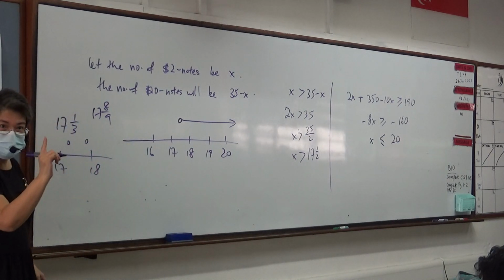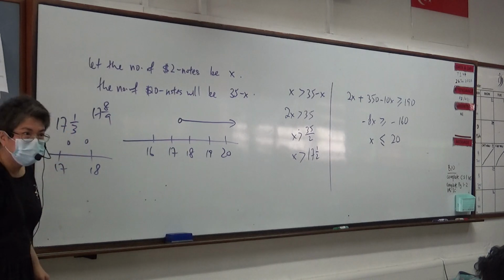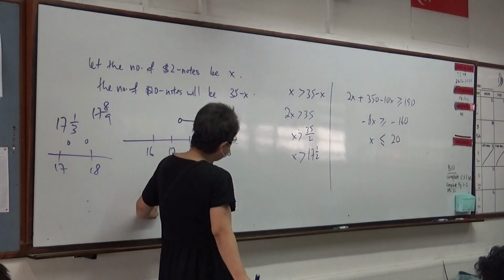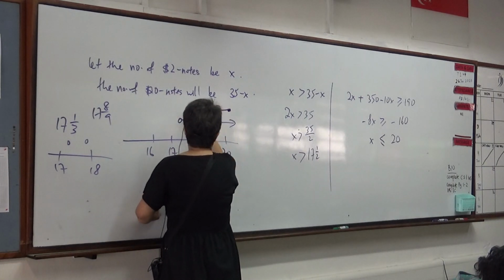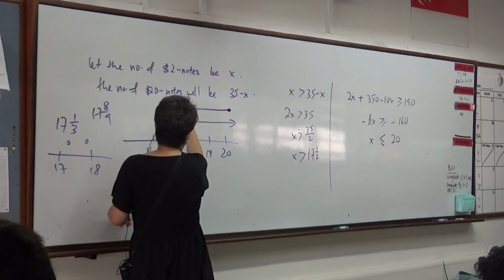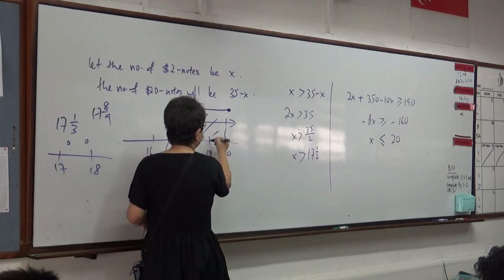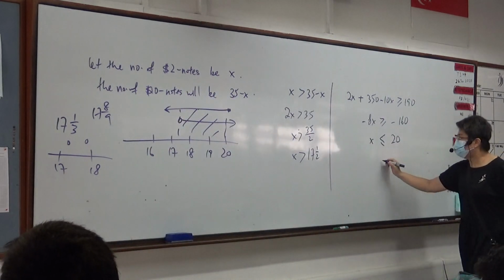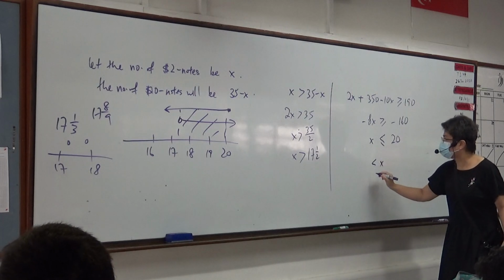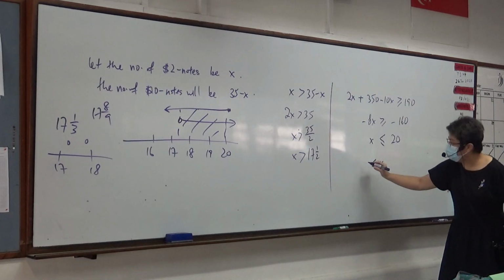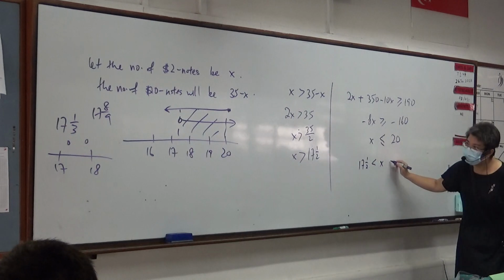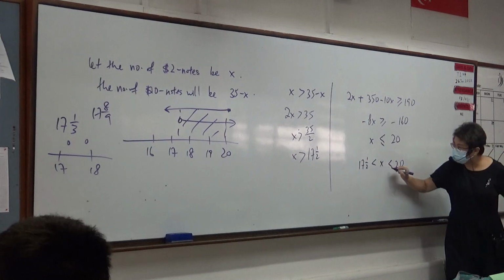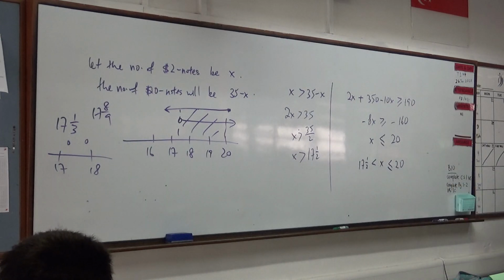I'm very particular over this. If not, you're not representing properly, just anyhow represent. Do you understand what I'm talking about here? Okay? Alright, then the next one is what? Less than or equal to 20. Like that, right? So the intersection is here, right? You can see it? Yes or no? So x must be bigger than 17 and a half, and less than or equal to 20.